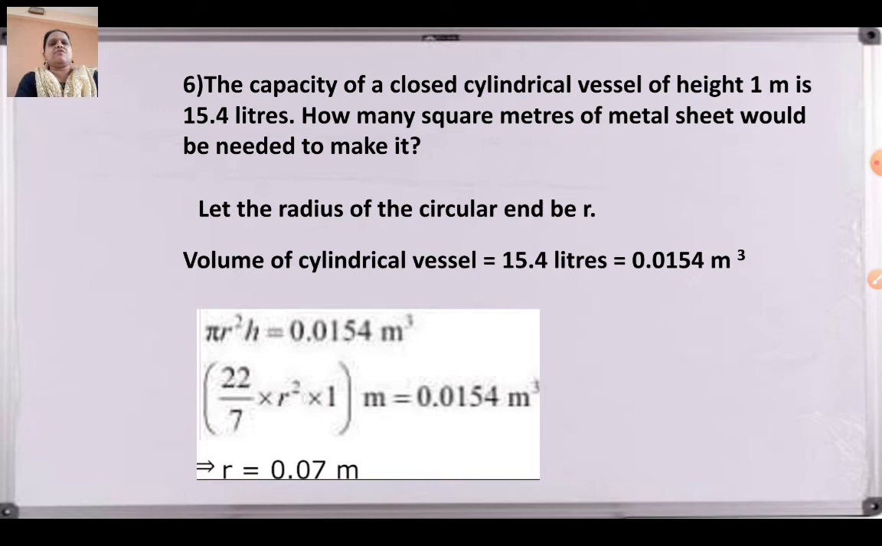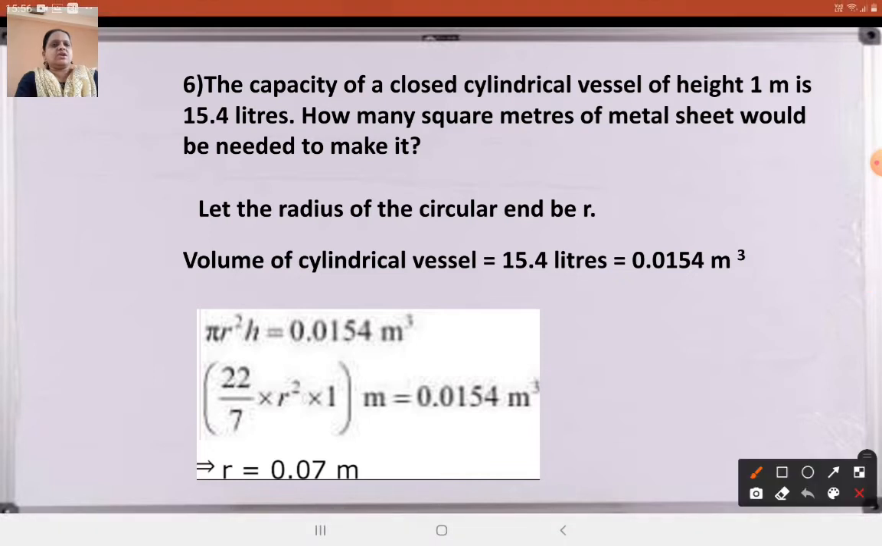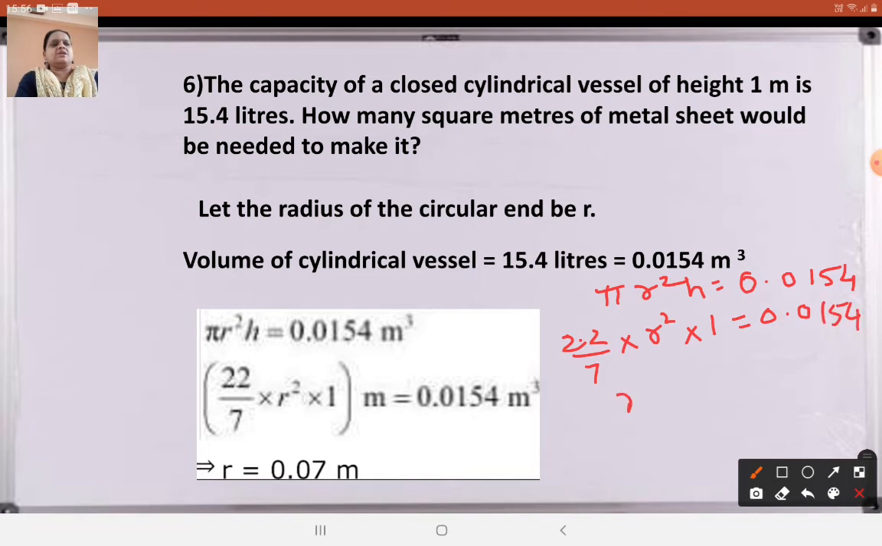So what is the formula for volume of a cylindrical vessel? Pi r square h. Correct? So here pi r square h is equal to 0.0154. Now substitute the values: 22 by 7 into r square into height, which is 1, equal to 0.0154. So r square is equal to what? 0.0154 multiplied by 7 upon 22.